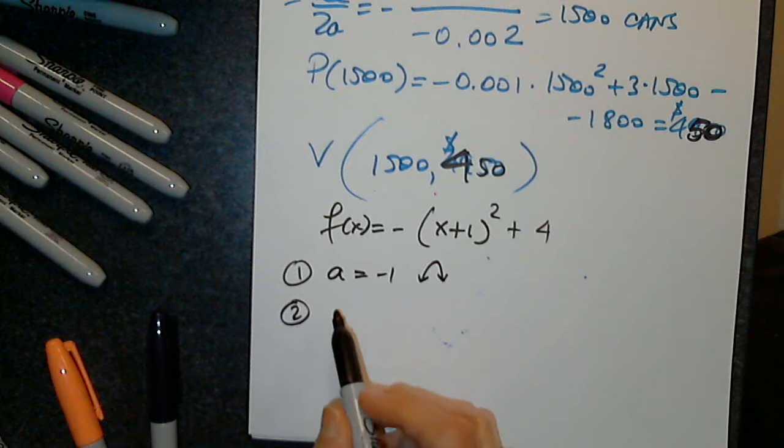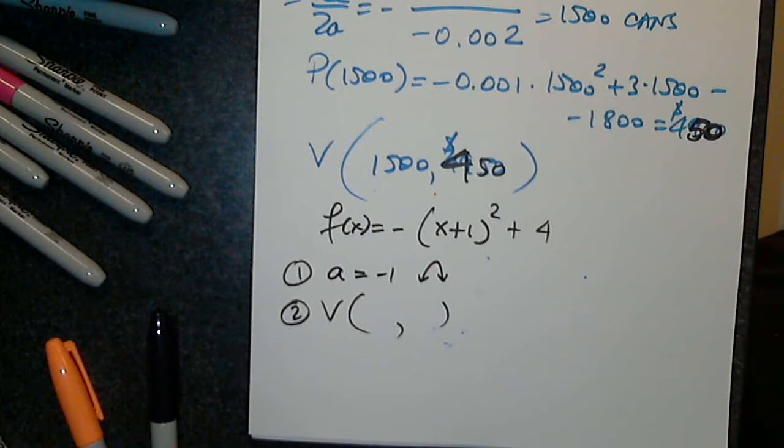Question number 2, I want you to give me the vertex. I want you to picture the graph slowly, carefully, and not do anything else, but just give me the vertex. -1, 4. Very good. Do we all agree with -1, 4? How do I get that?